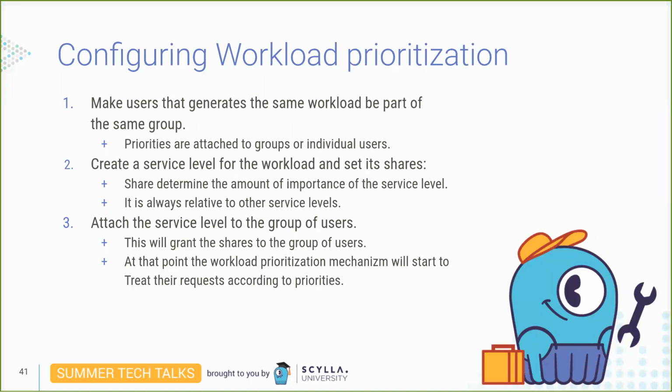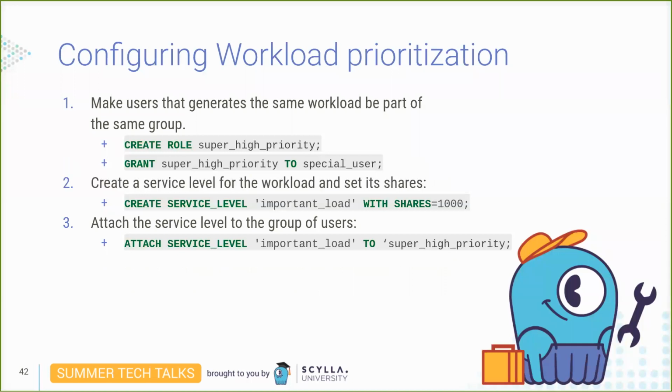Now we will take a look at how this is actually achieved using CQL commands. So those are the corresponding CQL commands. As you can see, all that it takes is 3 CQL commands and you are all set. The first creates the role and grants it to some users. The second creates the service level and sets its shares. And the third connects between the two, meaning attaching the service level to the role.